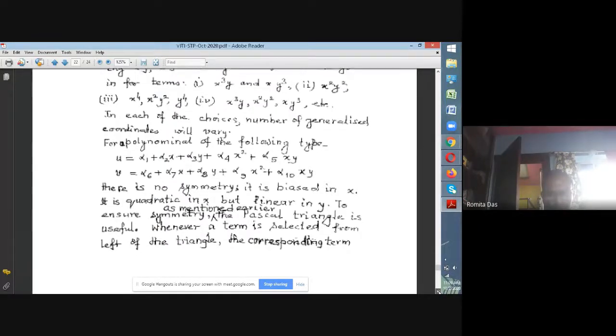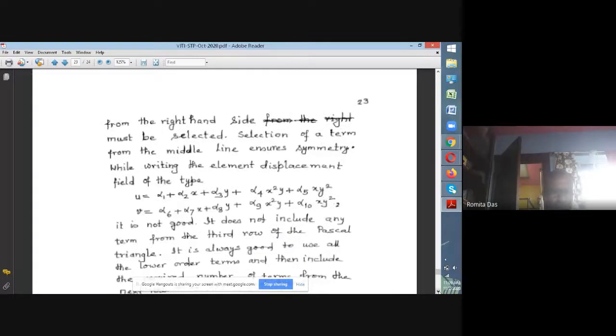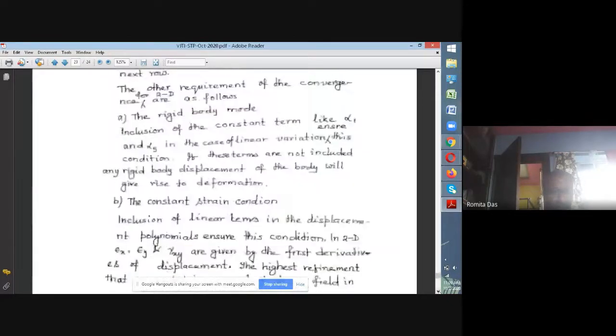So that is one of the aspects of the polynomial constructions. I have more examples in the write-up, so please look into it.